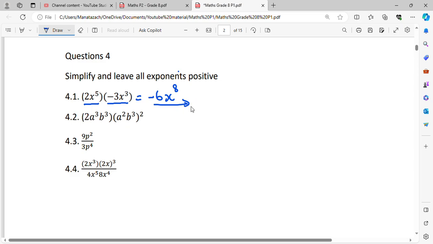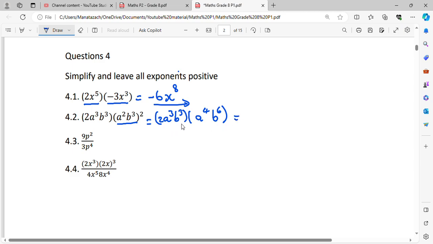And then question number 2, we'll have 2a cubed b cubed in the first bracket, then the second bracket is a squared b cubed, all squared. So since this one is all squared, we'll start by simplifying it, meaning we'll write the first bracket as it is, and then we'll simplify the second bracket. So we're just going to write a, then 2 times 2 is going to be a 4, a to the power 4. Then you write the b, 3 times 2, that will give you a 6.